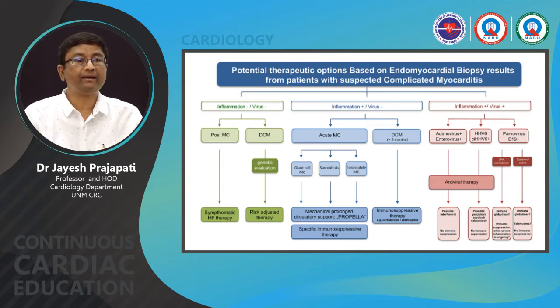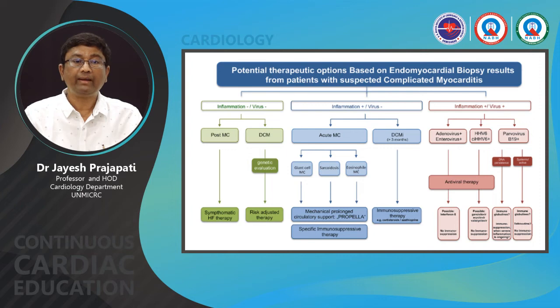In post-myocarditis, with LV dysfunction, no inflammation and normal biomarkers, you go for symptomatic heart failure therapy like ACE inhibitors, ARNI, ARBs, diuretics, SGLT2 inhibitors and beta blockers. Rule out coronary artery disease, and treat accordingly. If the patient has dilated cardiomyopathy, we should take a genetic evaluation, and risk-adjusted therapy should be given.